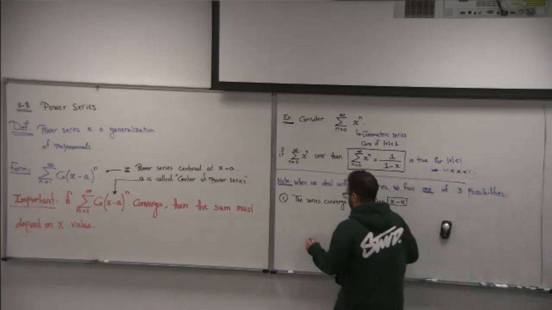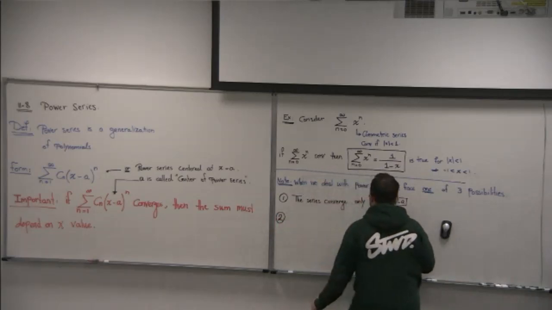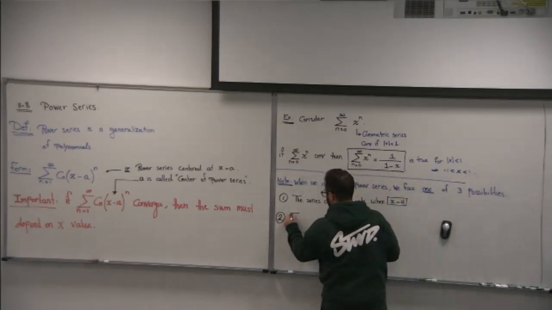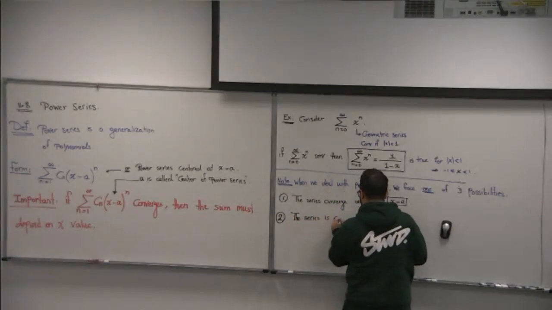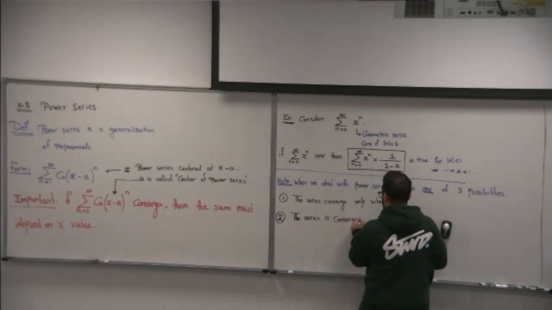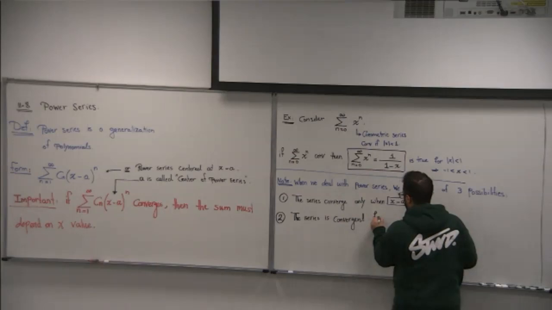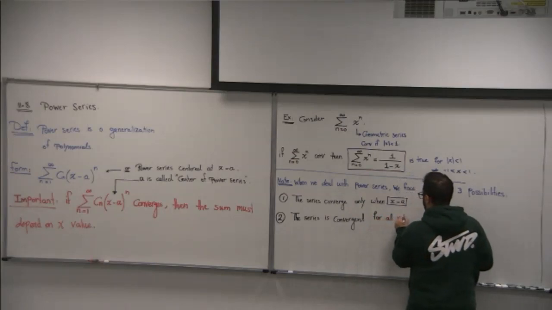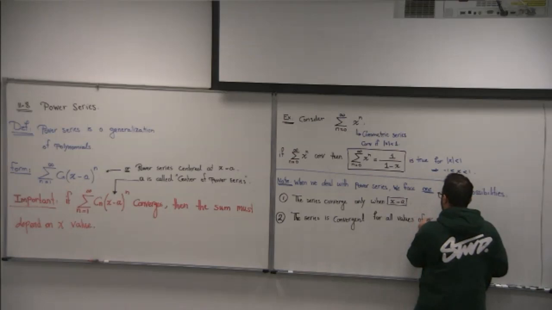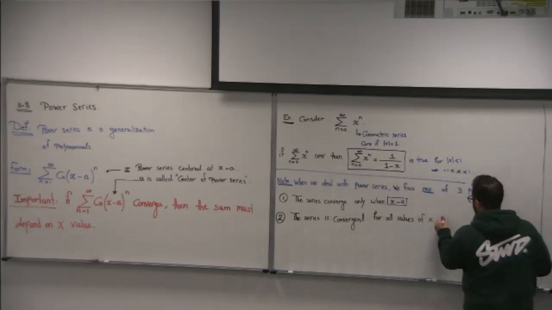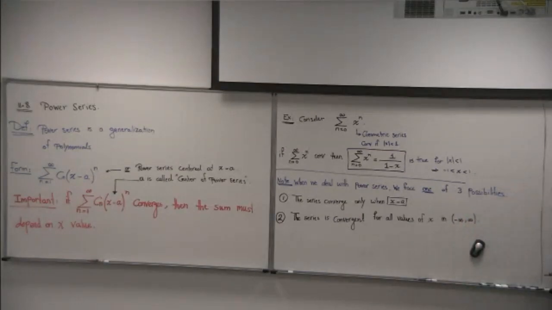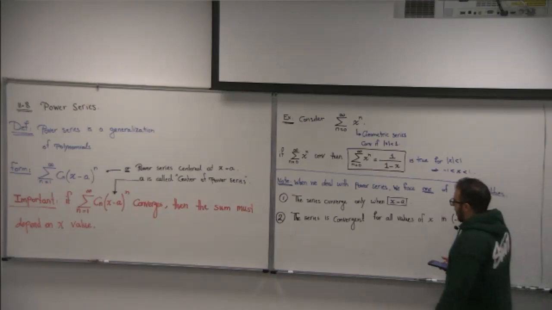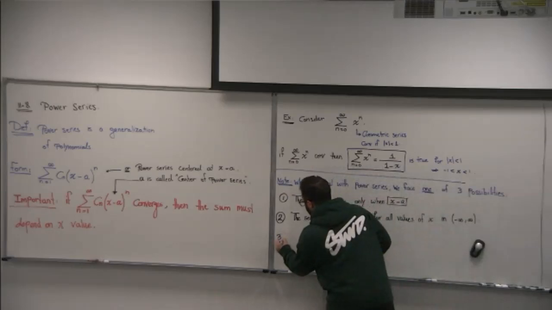All right. Now, the second possibility that we might end up with: the series is convergent for all values of x in the interval minus infinity to plus infinity. Any value of x you plug in, you will converge. We will see an example on this. So 1 and 2 honestly are not very common.